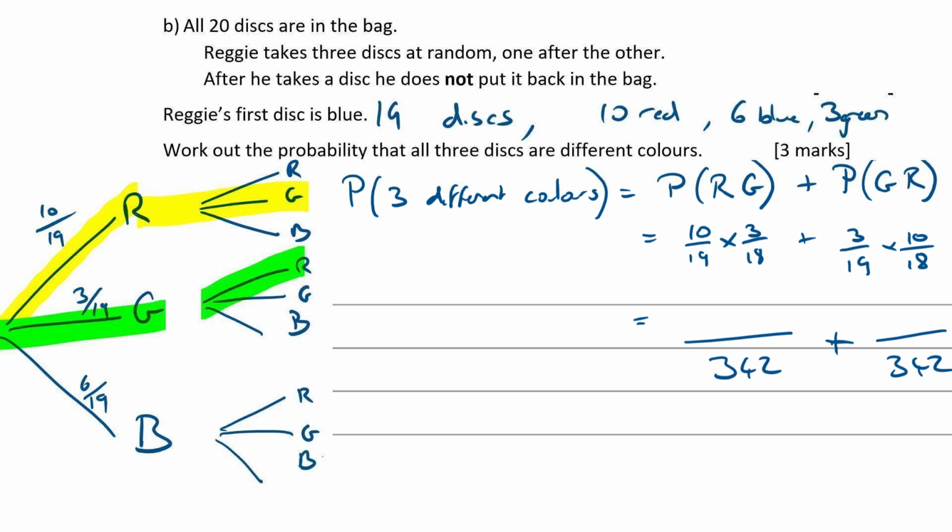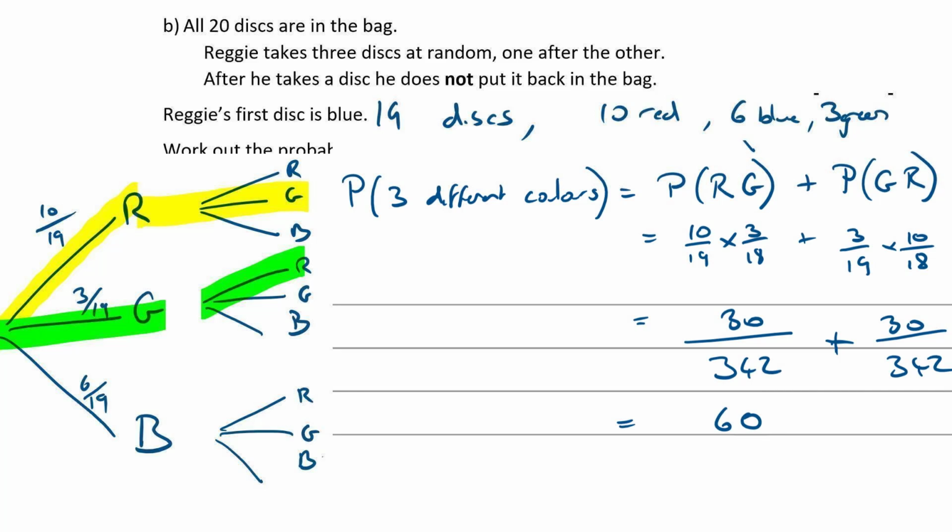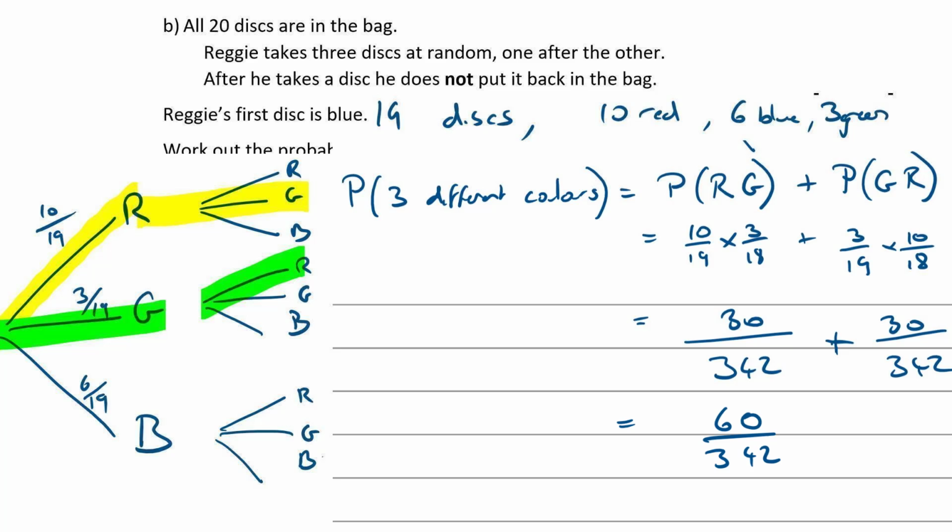10 times 3 is 30. 3 times 10 is 30. So that's going to give me 60 over 342 as my final answer then. That's the probability. 60 chances in 342.